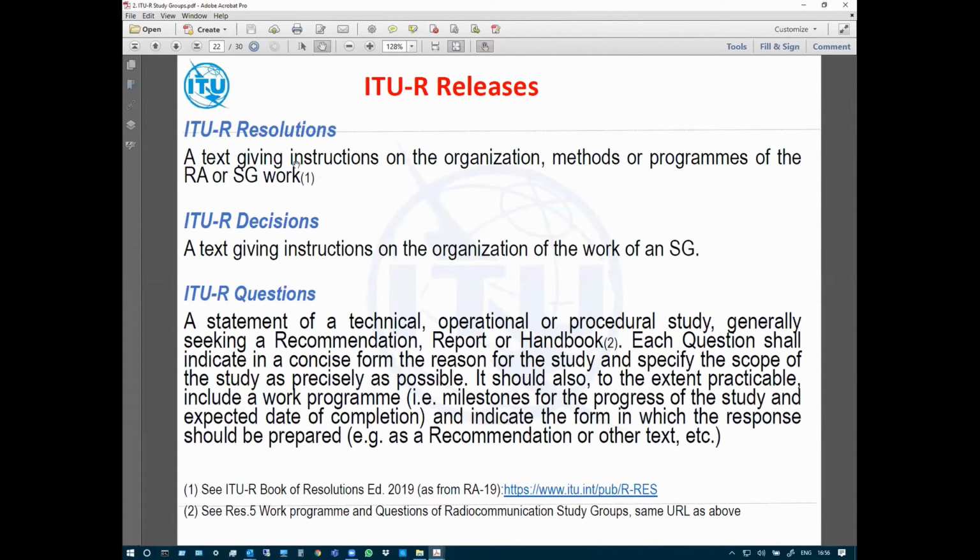As explanatory notes: a resolution is an instruction on the organization, method, and program of the study groups. An ITU-R decision is a task giving instruction to the organization of the study group. A question is a statement of a technical, operational, or procedural study, generally seeking a recommendation, report, or handbook. The question is basically the topics intended to be handled and resolved by the pertinent study group. Each question shall indicate in a concise form the reason for the study and specify the scope of the study as precisely as possible. It should also, to the extent practicable, include a work program and indicate the form in which the response should be prepared. Normally it's through a recommendation.